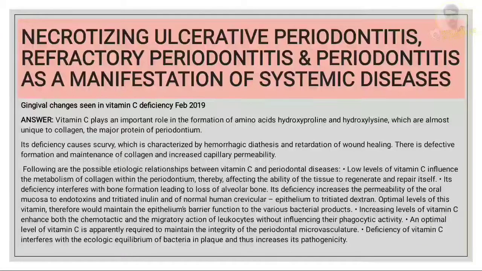The vitamin C plays an important role in the formation of amino acids which are related to the collagen. Then you have to write about the 5 points, what happens when there is vitamin C deficiency. These are the 5 points here. The possible etiologic relationship between vitamin C and periodontal disease, the 5 points has been mentioned. If there is any vitamin C deficiency, that is also to be mentioned.